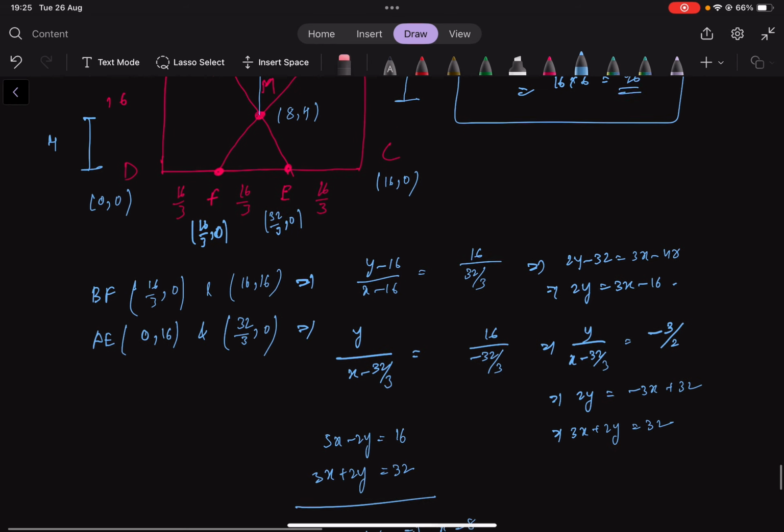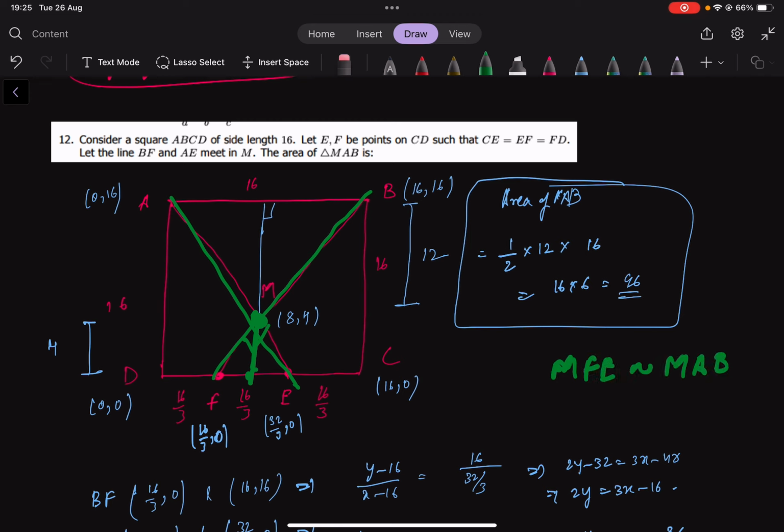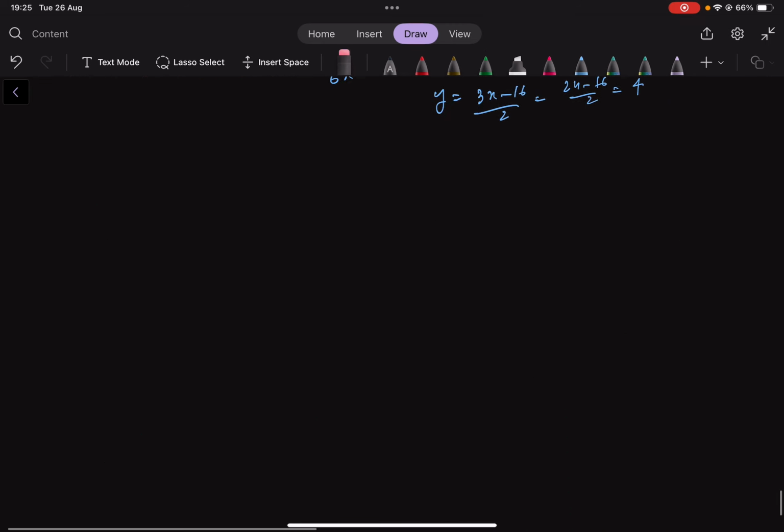So we're using coordinate geometry instead of Euclidean geometry. If we have to use Euclidean geometry, we can see the symmetry involved here. Because of the symmetry, this will be at the midpoint, and that's why we got (8, 4). So we get 8, and then we need to use similar triangles because we can observe that triangle MEF is similar to MAB. We can use similar triangles to do it by raw Euclidean geometry, so we can also try that way.